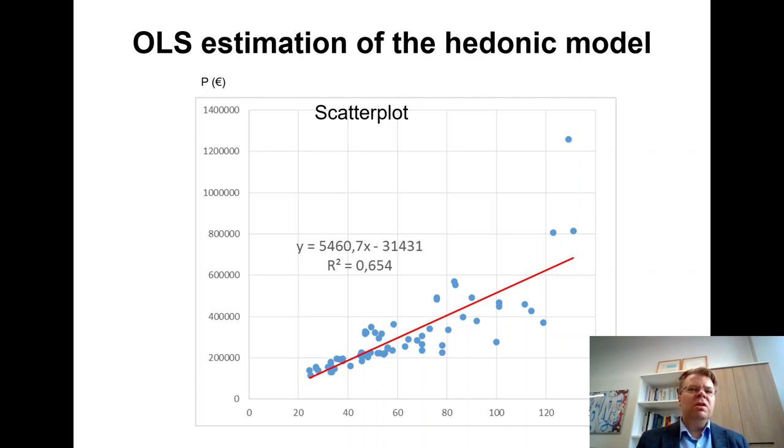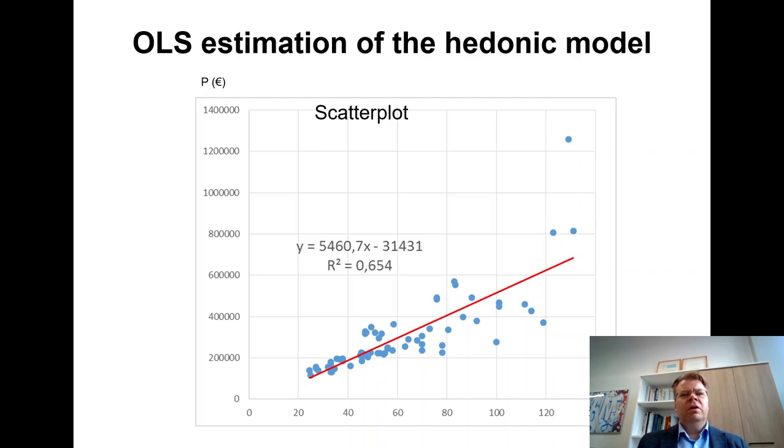But suppose that you would continue and extend this red line towards zero square meters. Then the price would actually go below zero. It would be minus 31,000, negative. So this red line doesn't hit exactly the origin of this diagram, but goes slightly below it. So minus 31,000 is the intercept where the regression line crosses the zero value of the horizontal axis. That's the graphical interpretation of the intercept term.